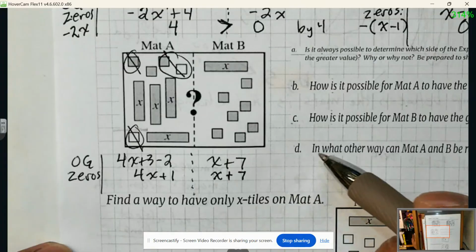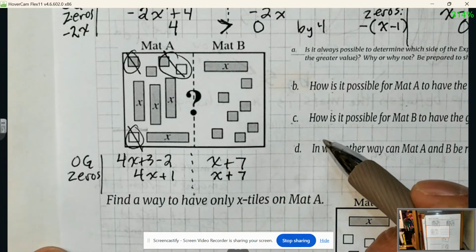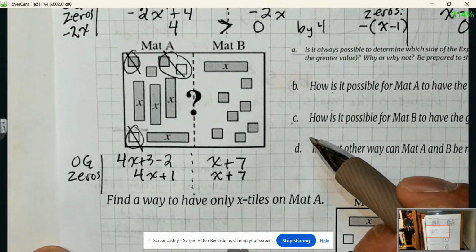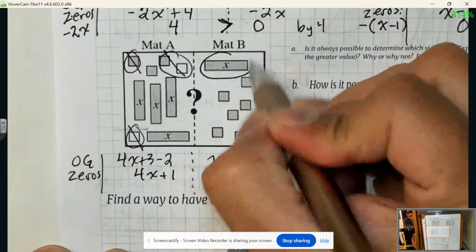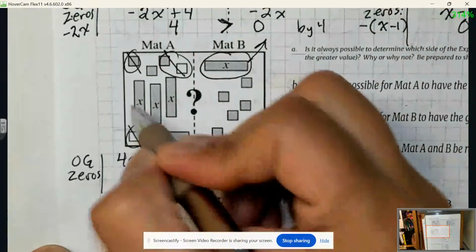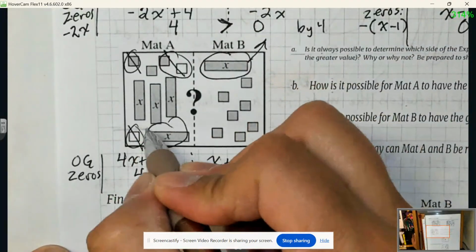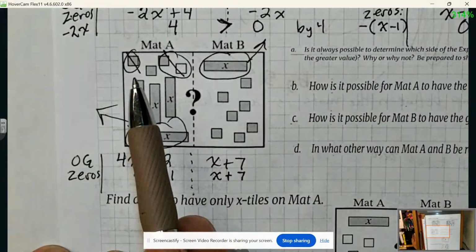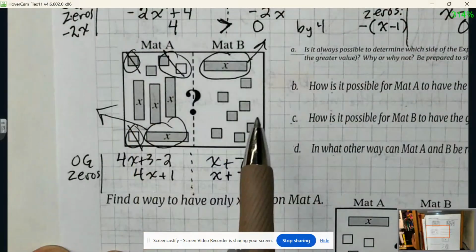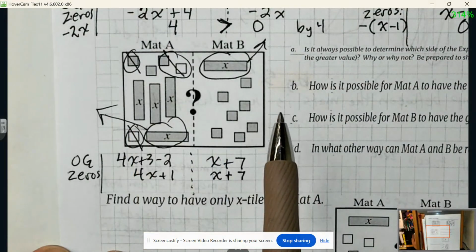Okay, now our next legal move is going to be removing matching parts. So we can remove that. We can remove this guy, leaving us with 3x plus 1 and 7.